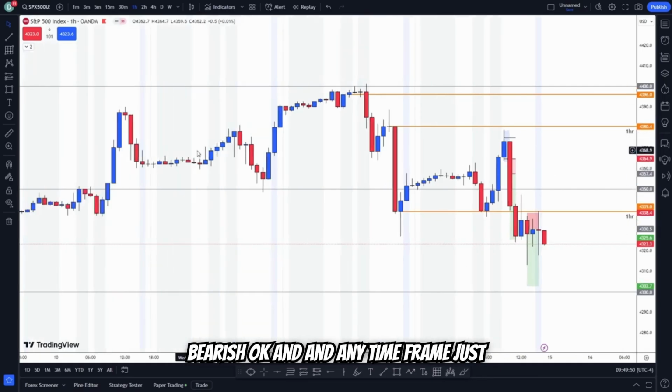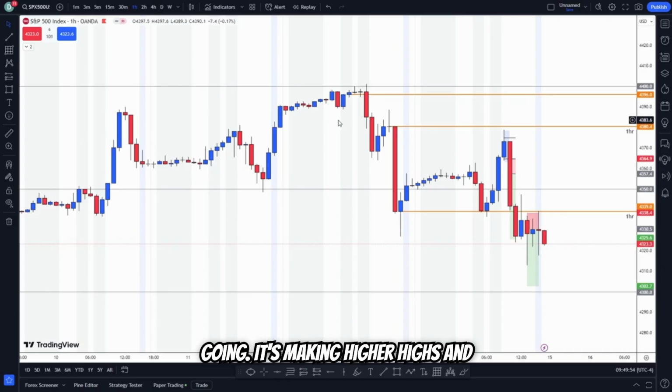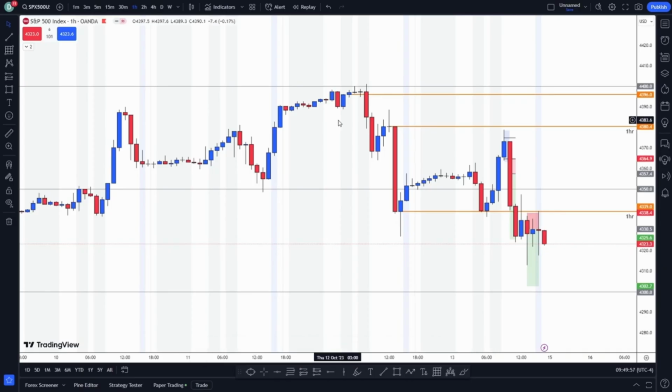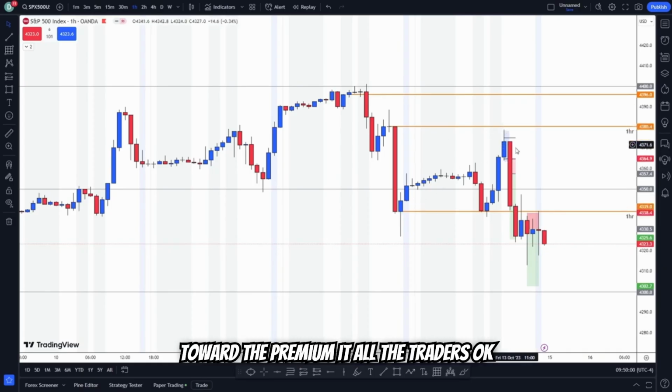On any time frame, just look at the candle bodies, how it's going. It's making higher highs and higher lows. It's going into premium or into discount, okay? So from here it went to the premium.